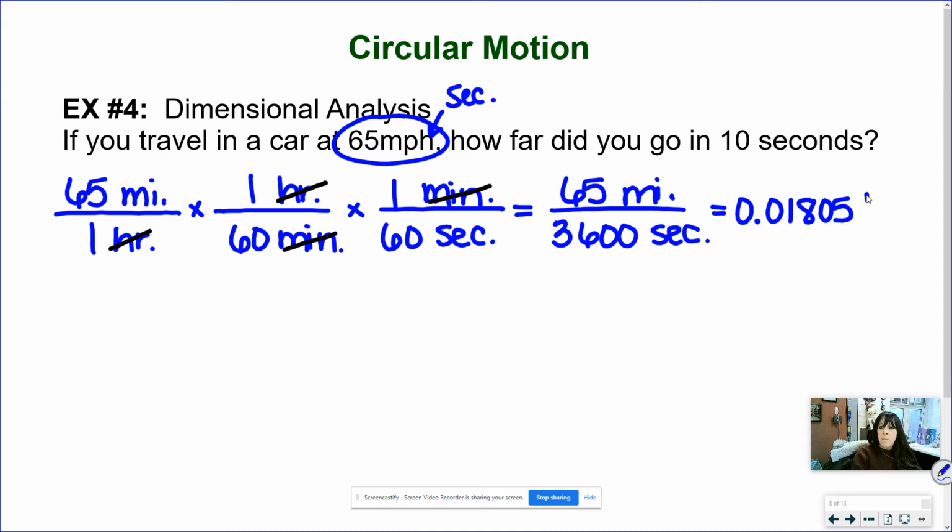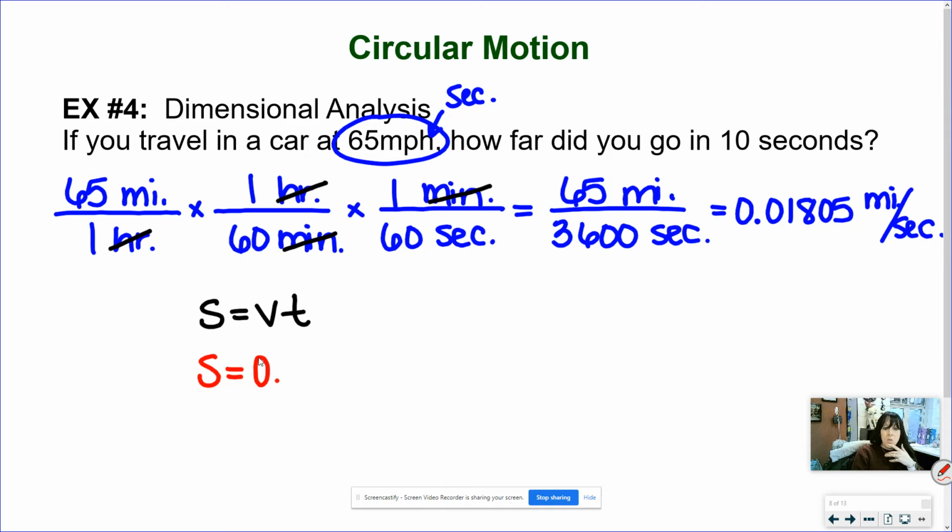0.01805 miles per second. Okay, you're traveling 0.018 miles per second. All of that work was so that we could plug it in to our linear velocity formula. And remember your linear velocity formula, S is your distance. That is what we're trying to find. How far did you go is distance.